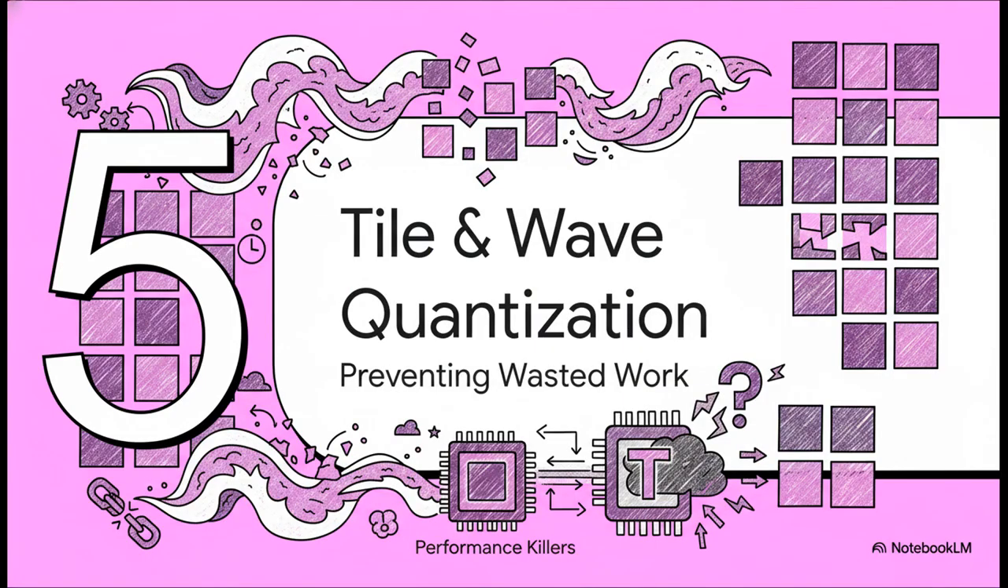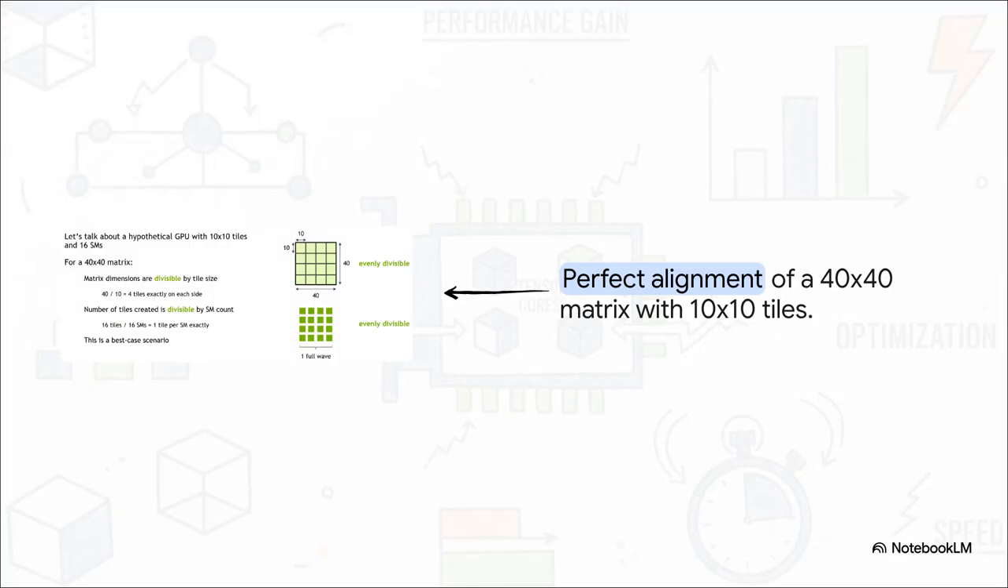And finally, Section 5, Mastering Tile and Wave Quantization. This is kind of the climax of our explainer. It's where we reveal how macro-level scheduling can become a silent performance killer, especially when you're dealing with massive transformer workloads like large language models where optimizing matrix size is paramount. To understand this, let's imagine a perfect parallelization baseline.